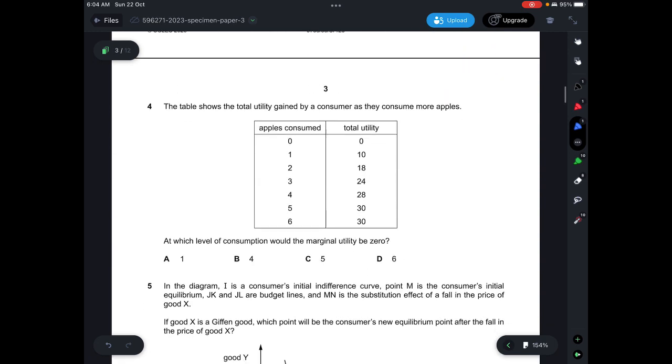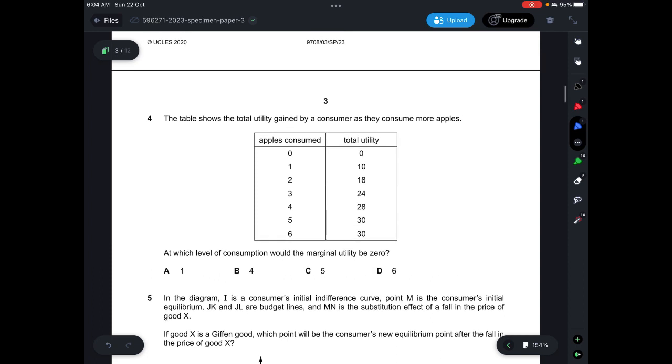analysis. Okay, question 4. The table shows the total utility gained by a consumer as they consume more apples. At which level of consumption would the marginal utility be 0? Alright, so to calculate marginal utility, that's basically the additional utility provided by consuming an additional unit of a good. So here, if you have one apple consumed, it's 10 for its marginal utility. If it's the second one, it will be 8, and the third one will be 6, then the fourth one will be 4, then 2, then 0. Because 30 and then it still remains at 30.